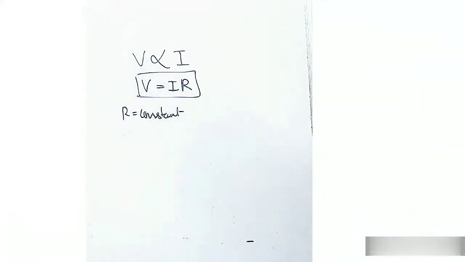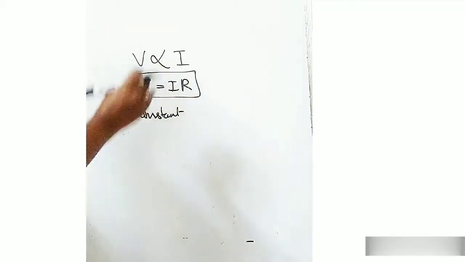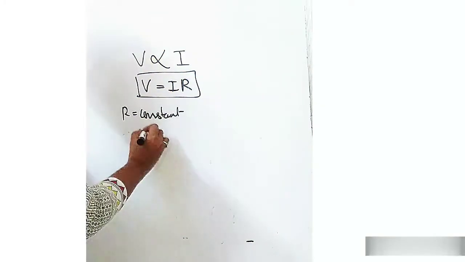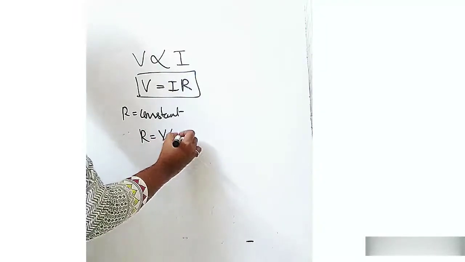Now what is resistance? It is the property of a conductor to resist the flow of charge through it. It is not necessary that a particular conductor will allow all the current through it. It will resist some current. So that is the property, and that property is resistance. Okay student, and that depends on the conductor only. So R is equal to V upon I.